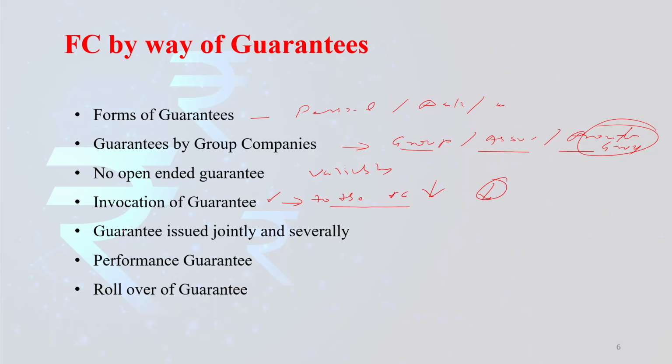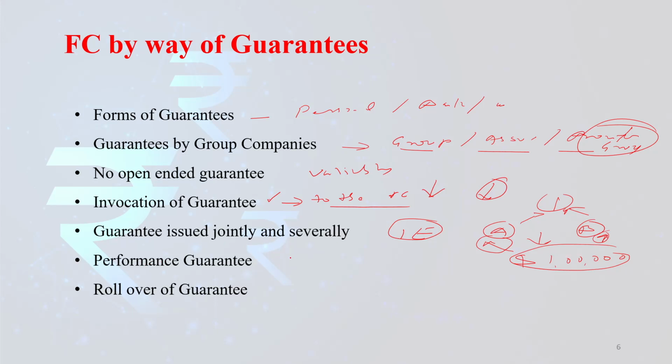Next, the guarantee is issued jointly or severally. So what does it mean? If any guarantee is issued by Indian entities jointly or severally, suppose there are two Indian entities, A and B, and they have issued a guarantee jointly and severally of US dollar 1 lakh. In this case, the US dollar 1 lakh will be counted separately for both these parties. So to that extent, their financial commitment or their net worth will be blocked because they have issued this guarantee jointly and severally.